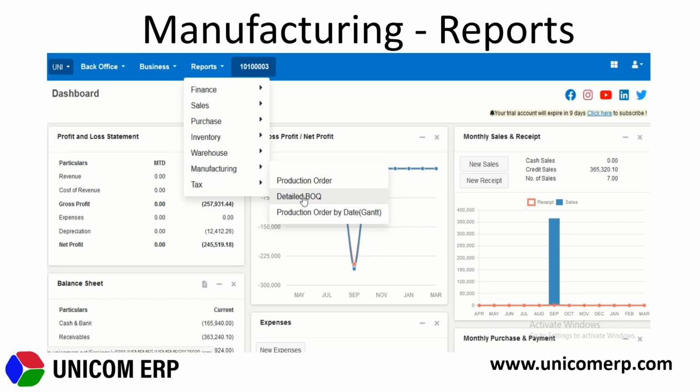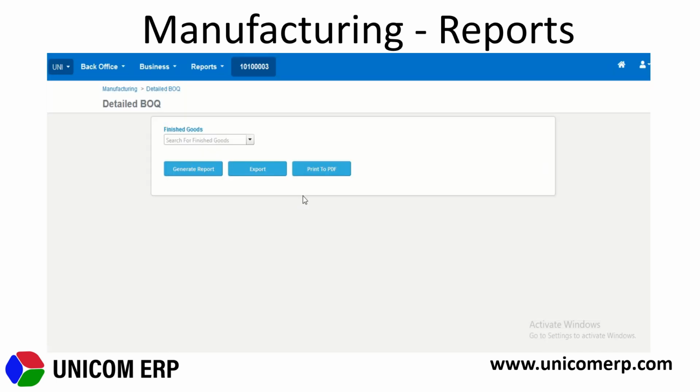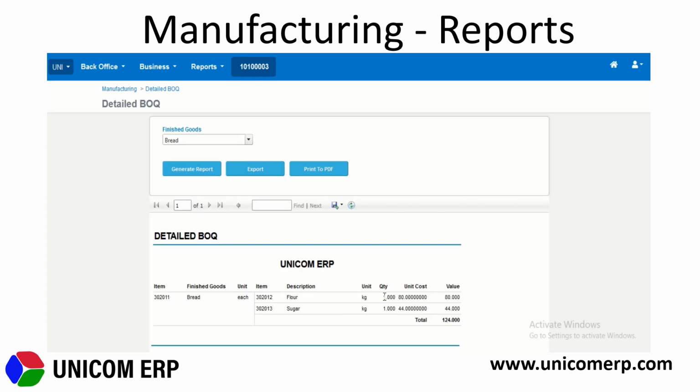Next is the Detailed BOQ report. Here we can see the feature of production costing. Production costing is the process of determining and tracking the costs associated with manufacturing a product or providing a service. You can choose the product from here. It will display all the raw materials, quantity, and the unit cost of the raw materials needed to manufacture one unit of the finished product. The sum of the unit costs of raw materials is the unit cost of the finished good.